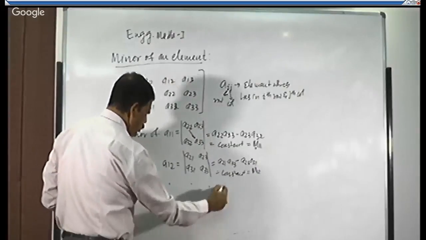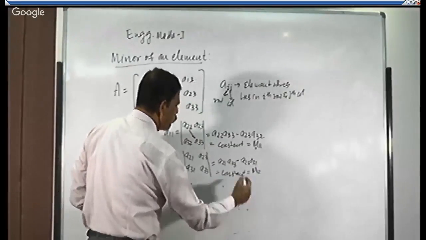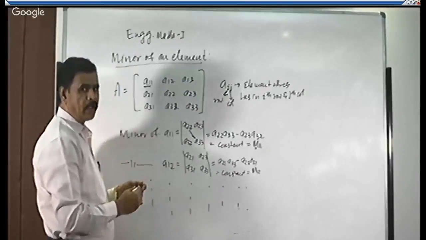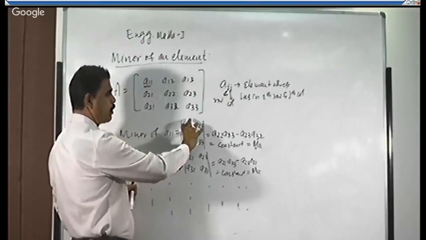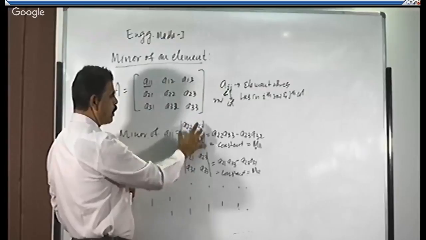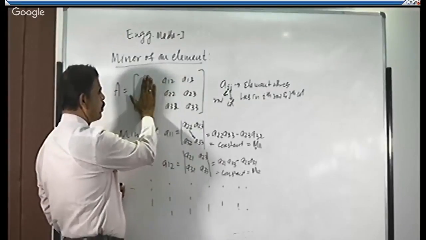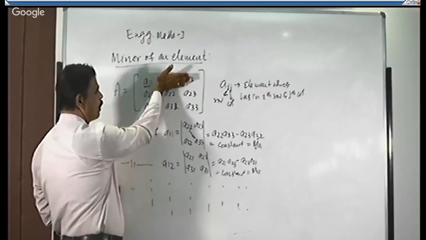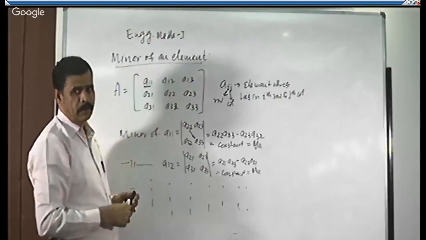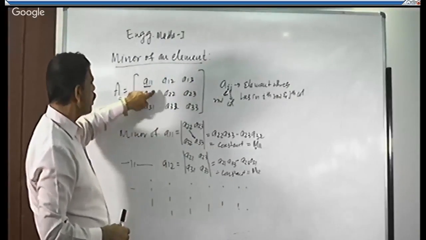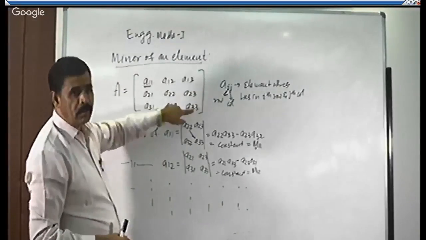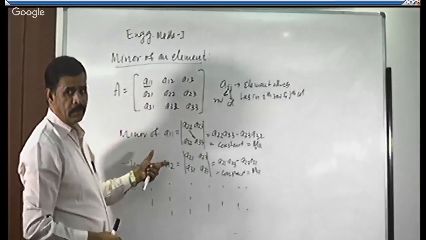So I will repeat the definition of minor. The minor of an element is a next lower order determinant which is obtained by deleting the corresponding column and corresponding row of that particular element. In this matrix, I can write the minor of all the elements. This is the procedure.